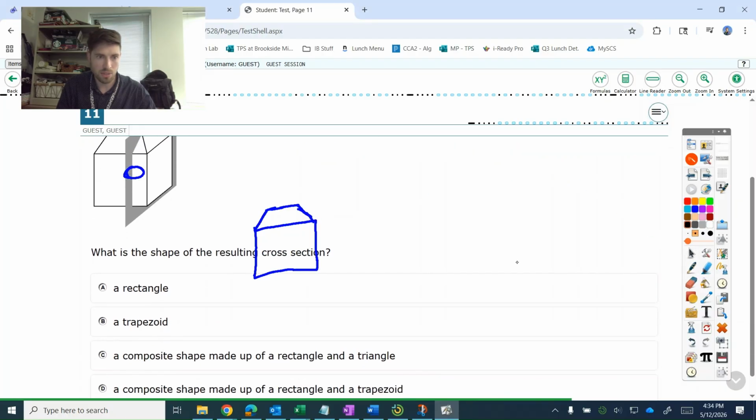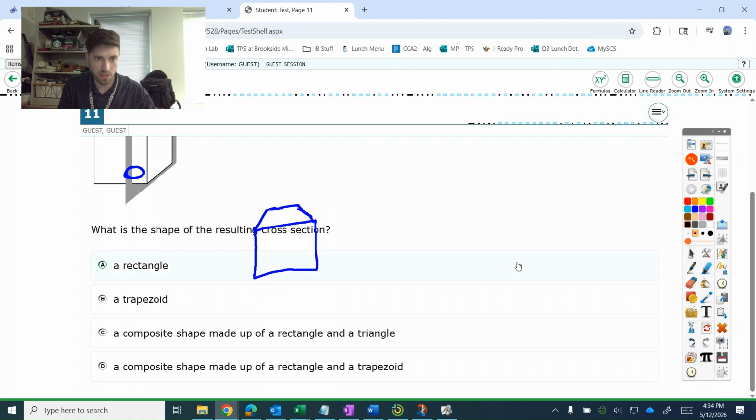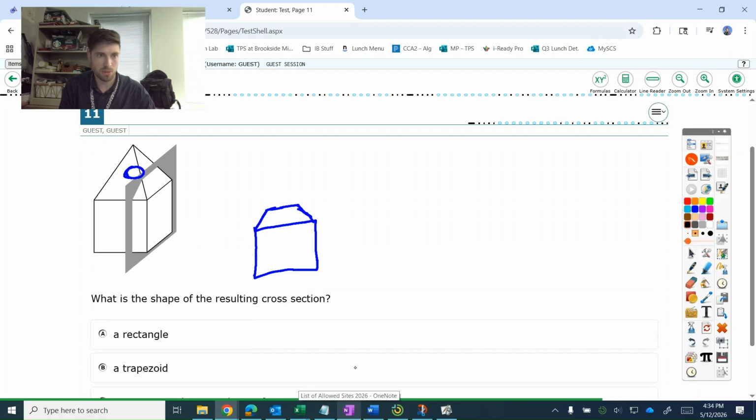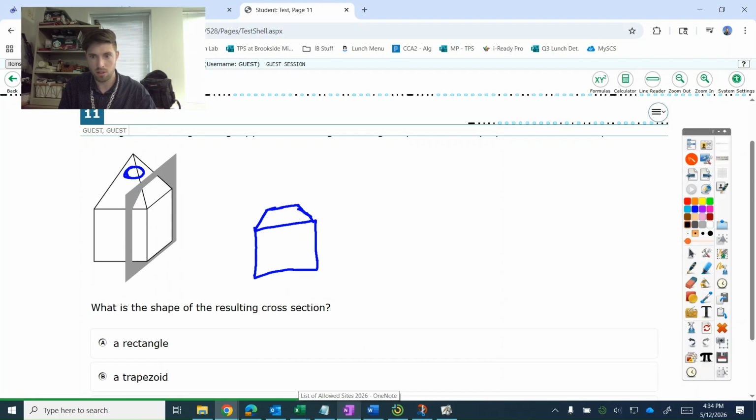And so when I look at my options, I've got a rectangle, a trapezoid. Well, it's a combination of those. And so it's going to be a composite shape. It's not made up of a triangle because we don't get fully to that vertex there. It's going to be the composite made up of a rectangle and trapezoid, kind of how I've drawn it there.